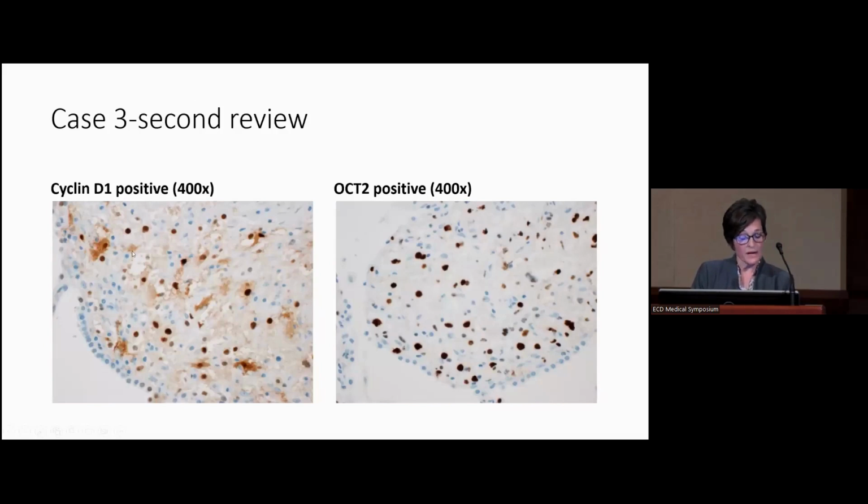Cyclin D1 was positive in these enlarged nuclei here, and an OCT2 stain shows that there's co-expression of OCT2 in those histiocytic cells, and so this is consistent with a diagnosis of Rosai-Dorfman disease.